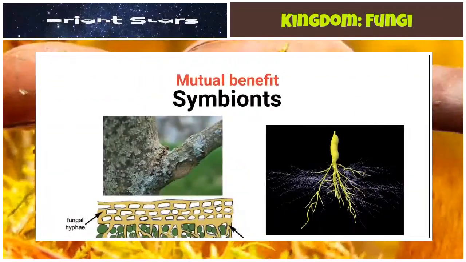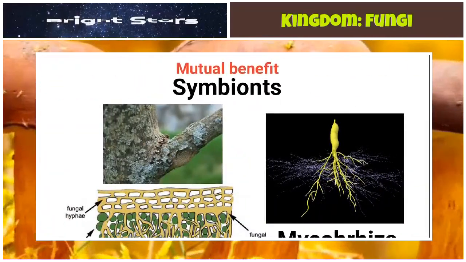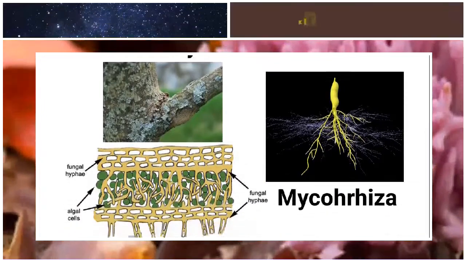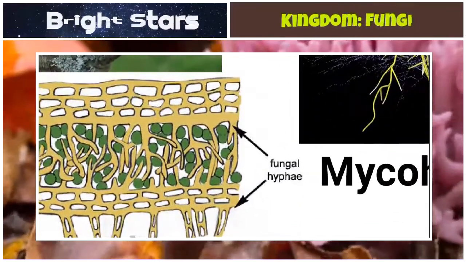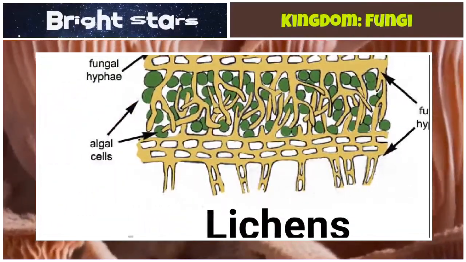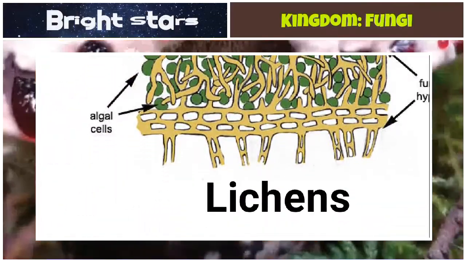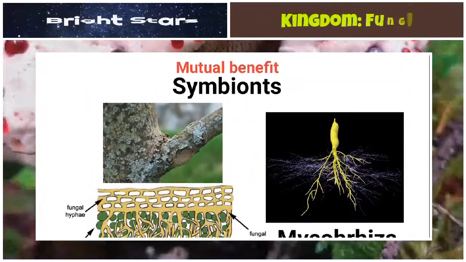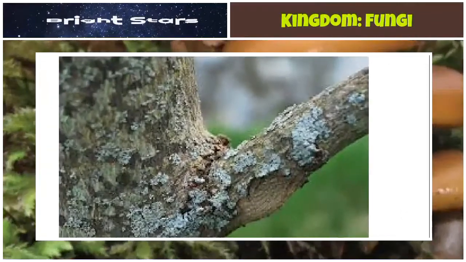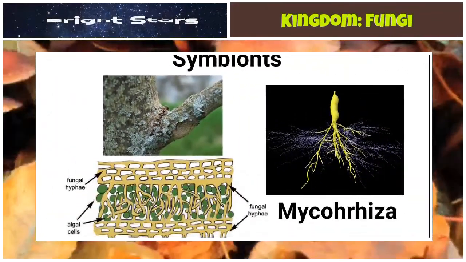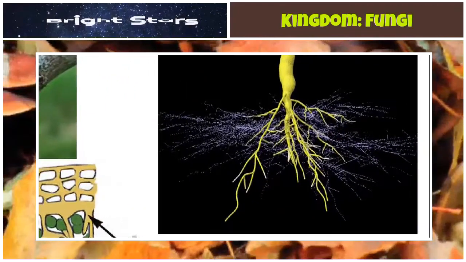Next, some are symbionts, that means they get mutual benefit. They live together with other organisms. You can see here fungal hyphae living together with algal cells in the case of lichens. So lichens are the best example for symbionts. Lichens look like this on the tree trunks. They are living in association with algal cells.